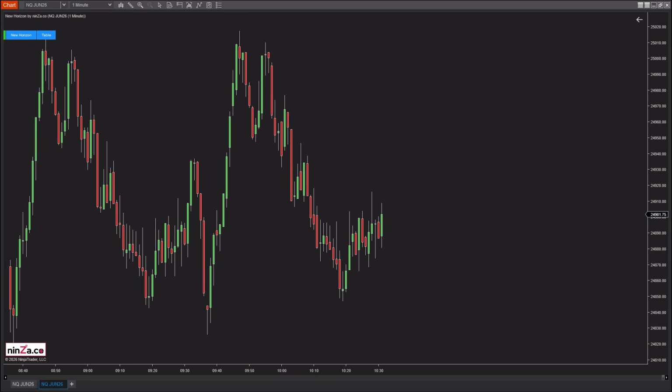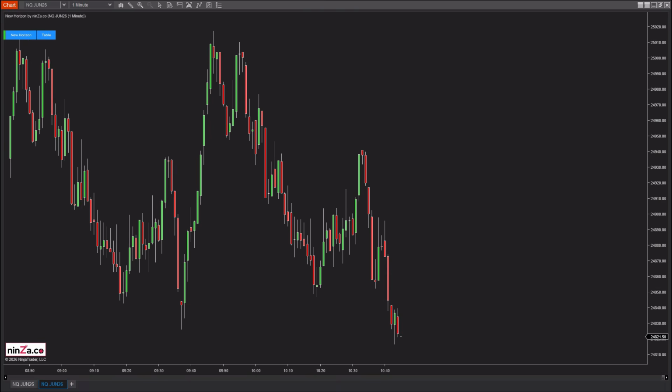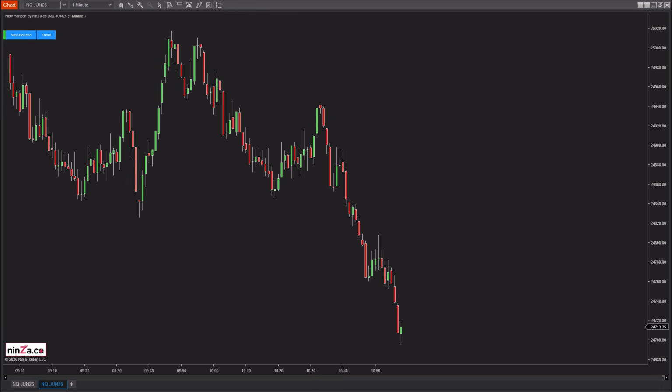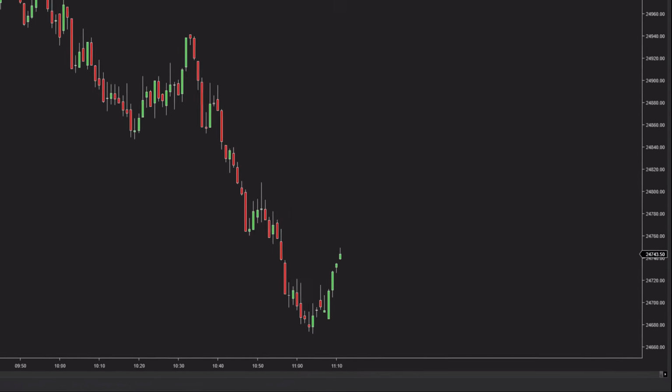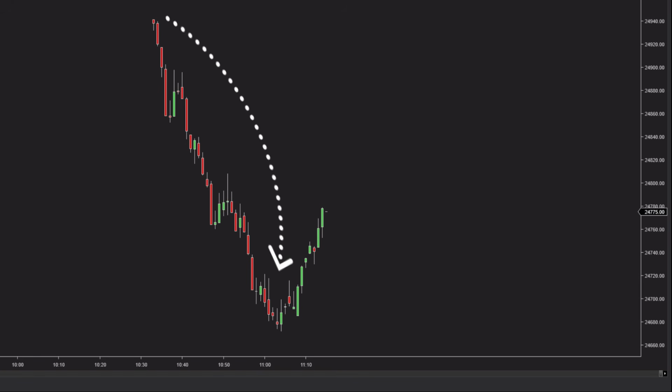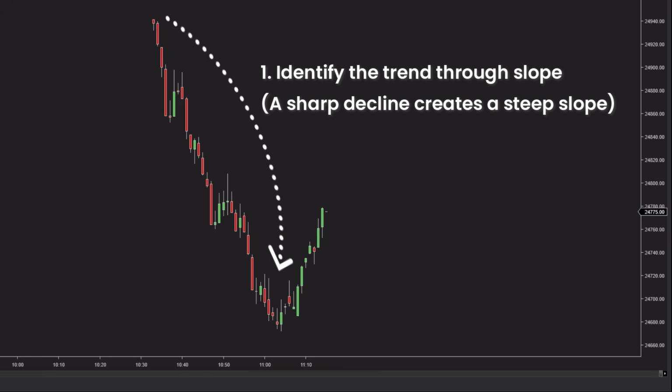First, let's talk about trend direction. New Horizon identifies trends based on the slope of the market. Here, we can see the market has just made a sharp move lower with a strong slope, indicating that selling pressure is in control and a clear downtrend is beginning to develop.